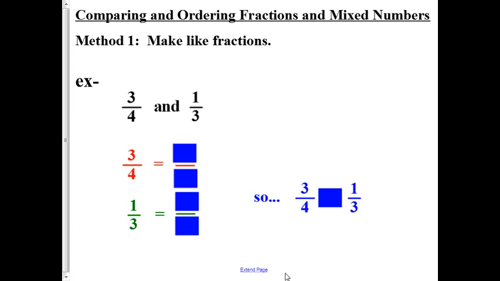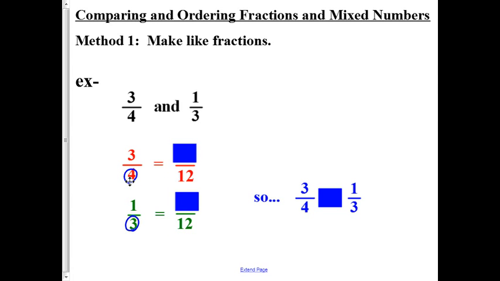So if we want to compare, for example, 3/4 and 1/3, we need to find a denominator that both 4 and 3 can go into. One way you can always find a common denominator is to multiply those denominators. 4 times 3 is 12. So we could use 12 as a common denominator.